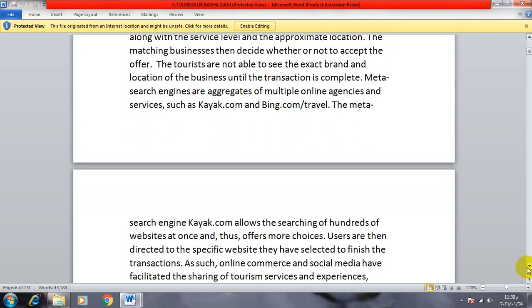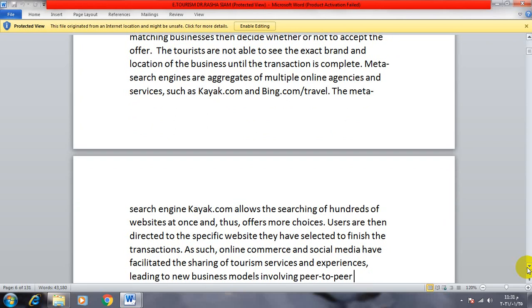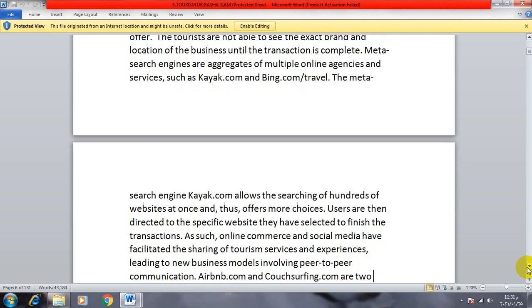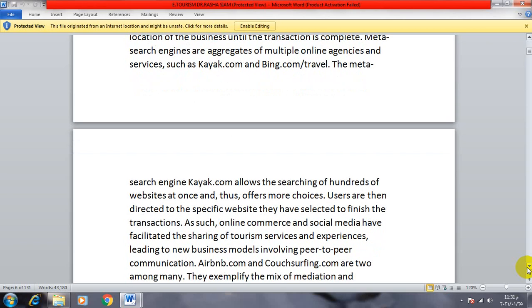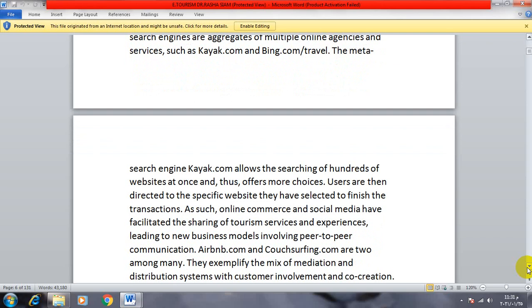As such, online commerce and social media have facilitated the sharing of tourism services and experience, leading to new business models involving peer-to-peer communication. Airbnb.com and Couchsurfing.com are two among many. They exemplify the mix of mediation and distribution systems with customer involvement and co-creation.